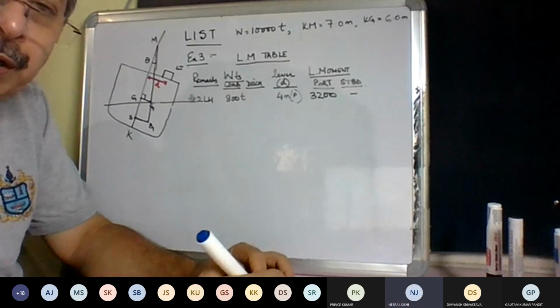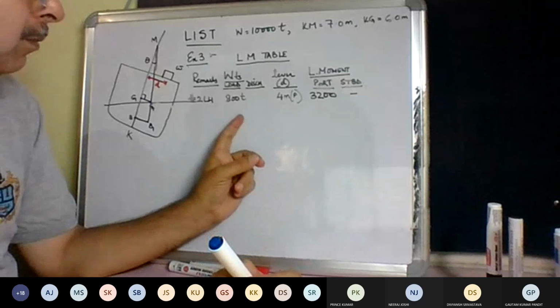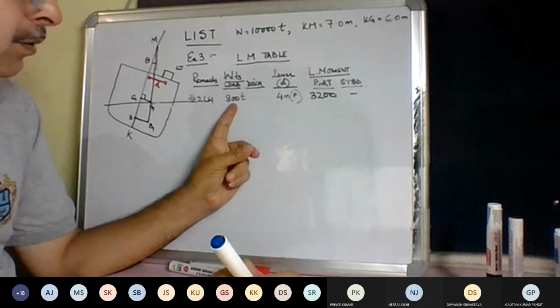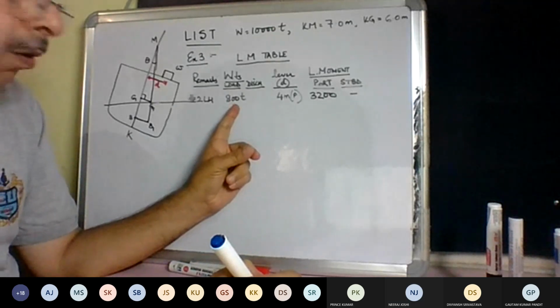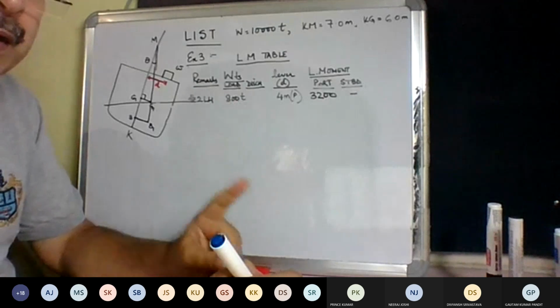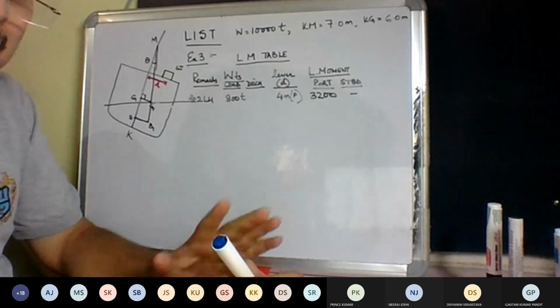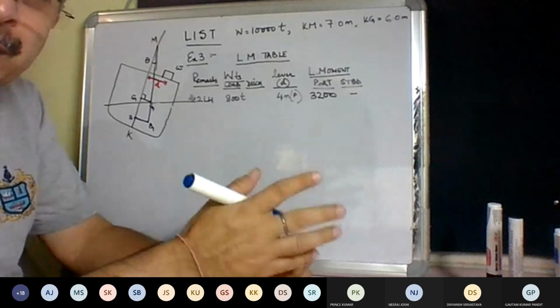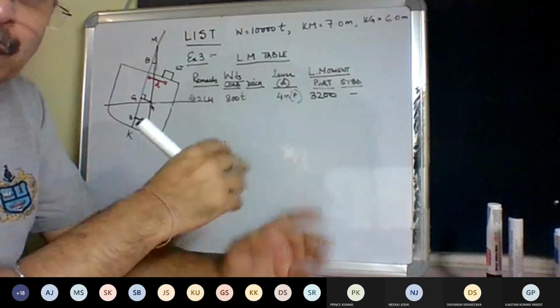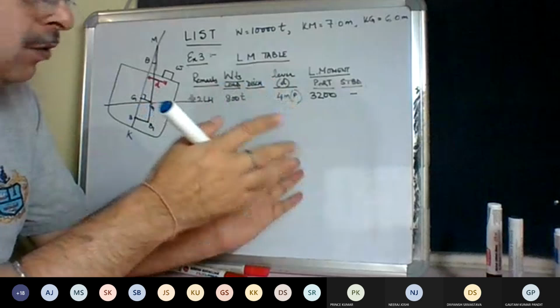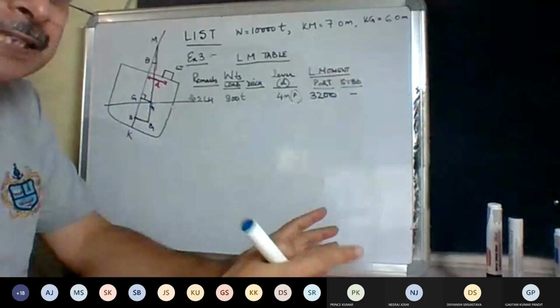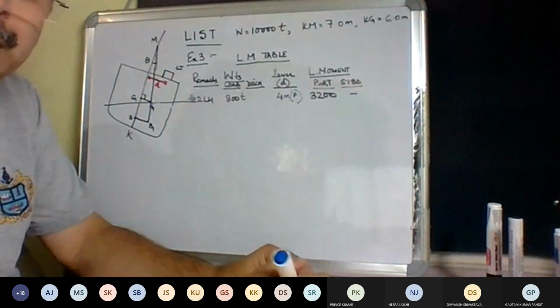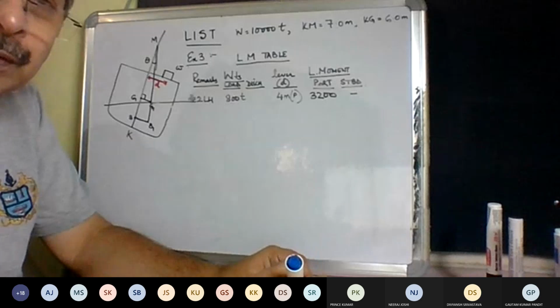Yes, sir. Okay. For the KG, because I'm discharging, my KG will also change. For that, I'll have to make a vertical moments table, which I'll make separately. For the time being, I'm making them separate. Later, if you can handle multiple operations, you can unify them into one big table. But for the time being, I'm making a separate table to explain.